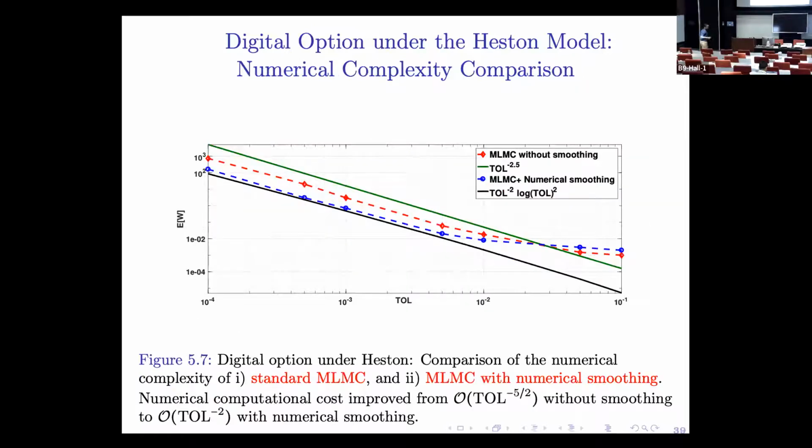Also, this relates to the complexity. If you compare the multi-level with numerical smoothing, which is the blue curve here, you get much better complexity, which is TOL⁻² up to logarithmic term, compared to the red curve, which scales as TOL^-2.5. So this was for the digital option case under Heston.